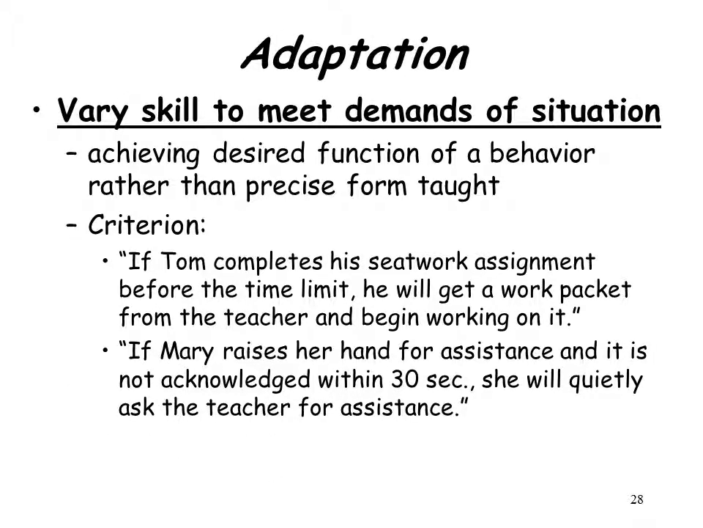Adaptation is a pretty advanced level of learning. It has to do with the person's ability to change or adapt to different demand situations or special conditions in the environment. In other words, if you're used to doing a skill one way and the situation changes so that that's no longer an effective way to perform that skill, you're able to adapt or change the way you do it to accommodate the new conditions.